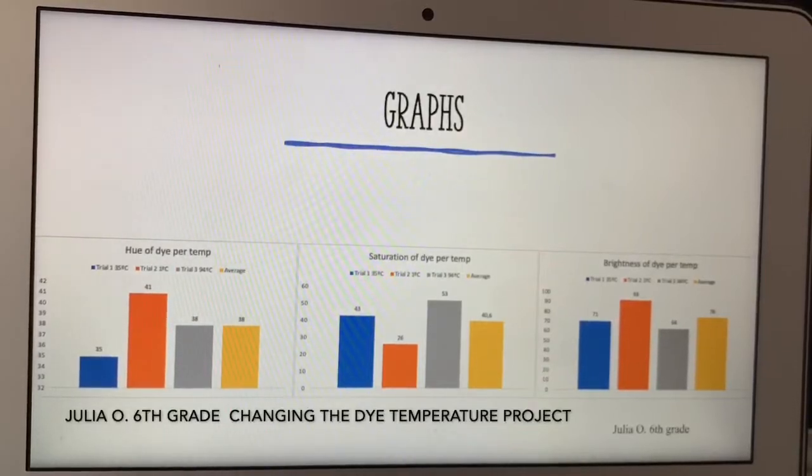This is our graph, and from the graph you can see that the first trial, which was the lowest temperature of the dye bath, was the lowest on hue, the second highest on saturation, and the second highest on brightness.